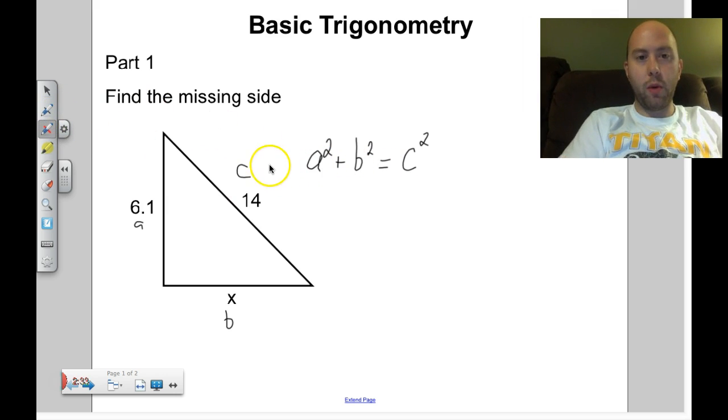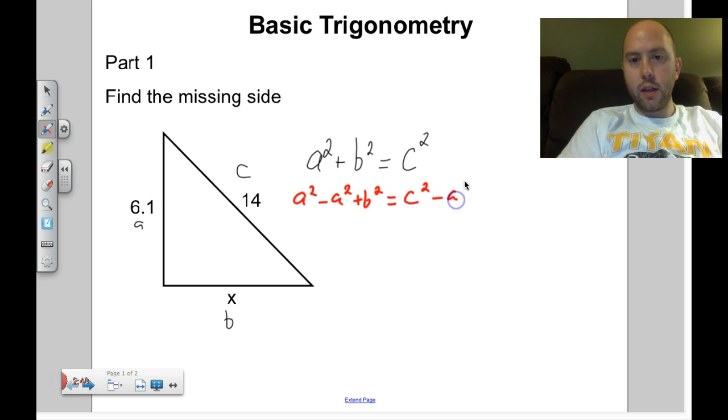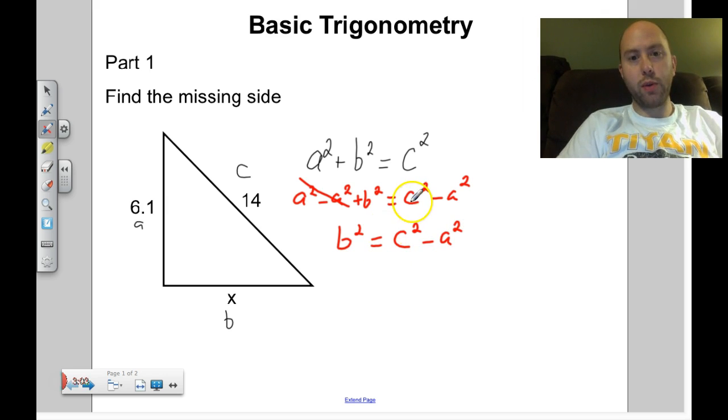Don't forget, got to show my work. So I'll do a squared minus a squared plus b squared equals c squared minus a squared. The a squares cancel, and I'm left with b squared equals c squared minus a squared. Next, I need to take the square root of both sides.